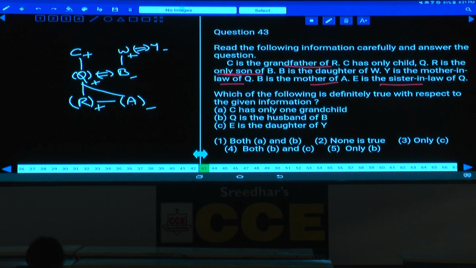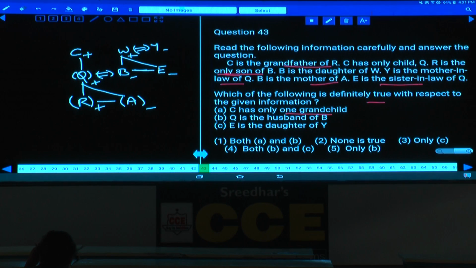As this Q is the only child of C, this Q doesn't have any siblings at all. That means now brother's wife is ruled out, and so what is left over here? Only wife's sister. Who is that person? E. Hence E is the sister-in-law. And this B and E are siblings to each other. Clear now? Then, which of the following is definitely true with respect to the given information?